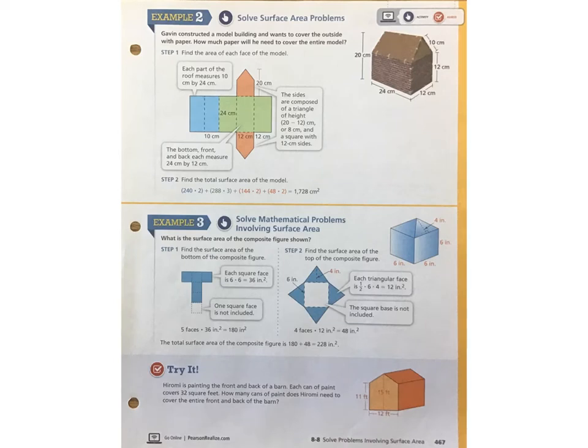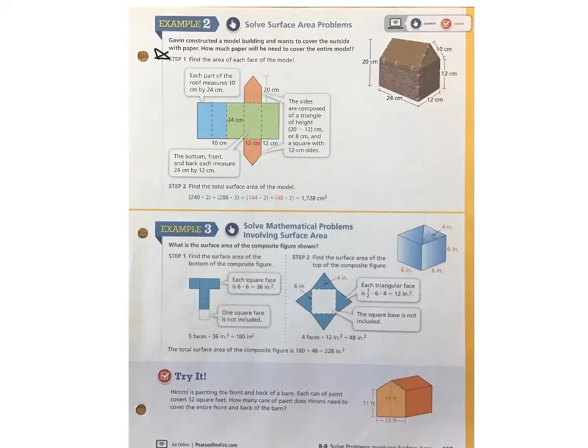Now let's try example 2. Solve surface area problems. Gavin constructed a model building and wants to cover the outside with paper. How much paper will he need to cover the entire model? So this is similar to wrapping a package. We need to use an exact amount of paper to cover the outside of that figure. So we're going to be finding the area of each piece of that figure and then adding those areas together. So step 1 has us taking a look at each face on that model.